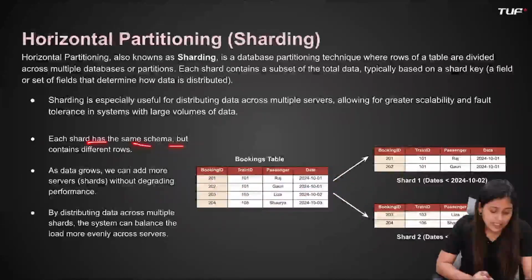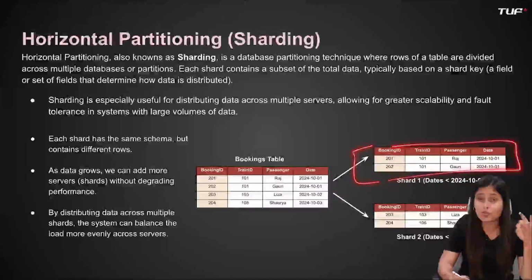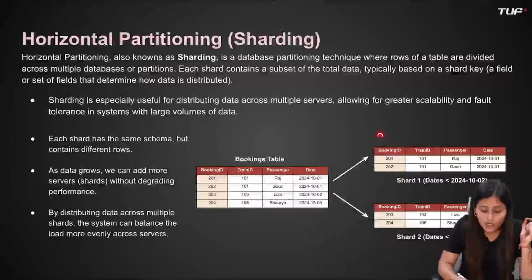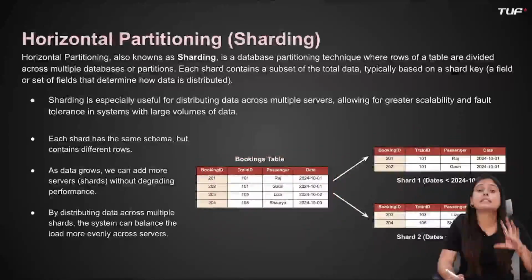Each shard has the same schema. Here, as you have divided the database on the basis of the number of rows, the schema remains the same, meaning the structure of the database. You can see that whatever number of columns are in the main table are there in partition 1 and partition 2 also. So the schema remains the same.